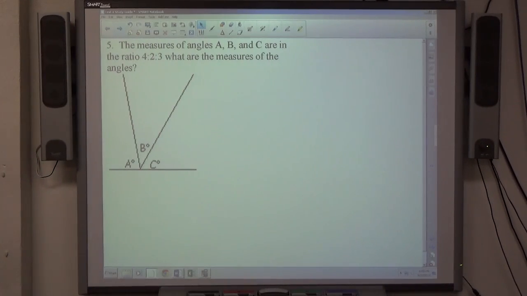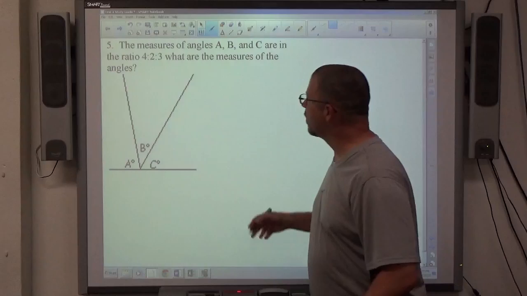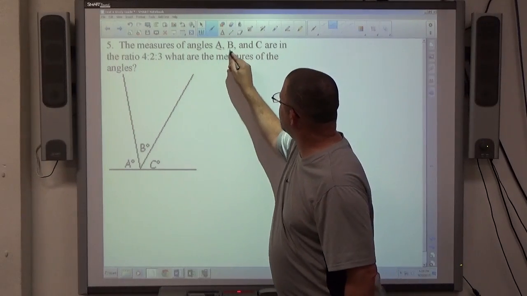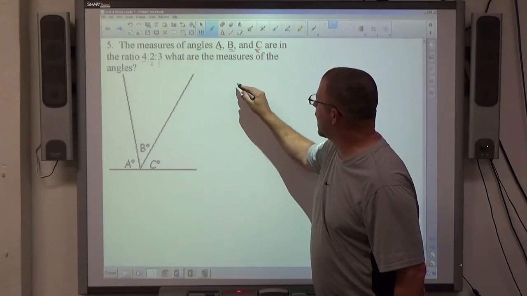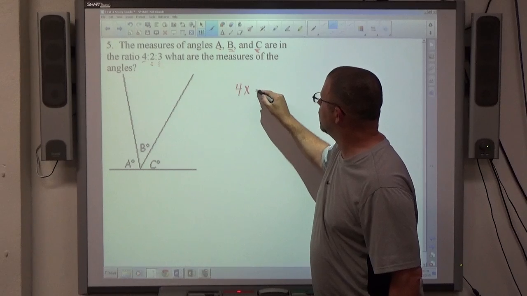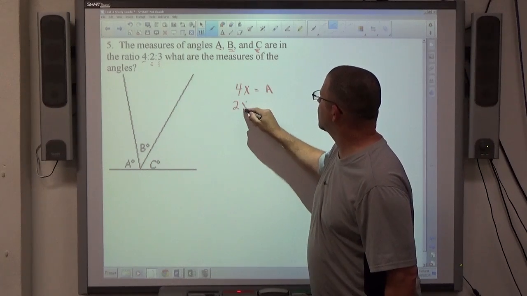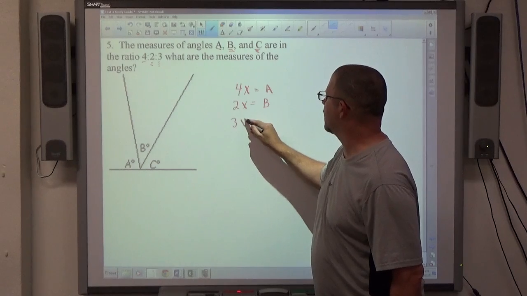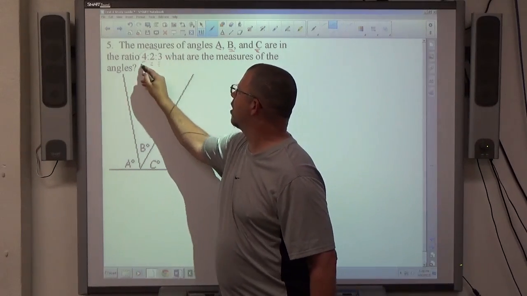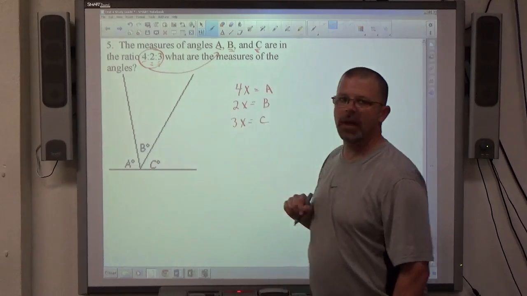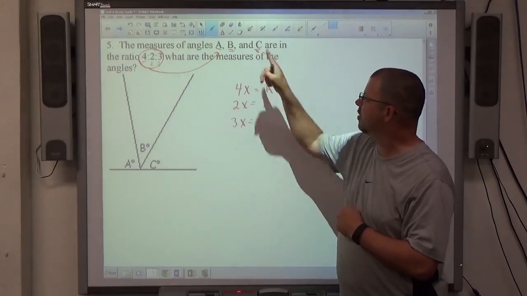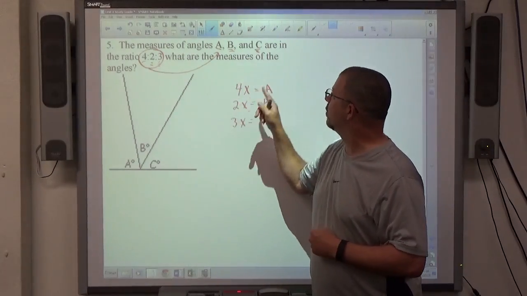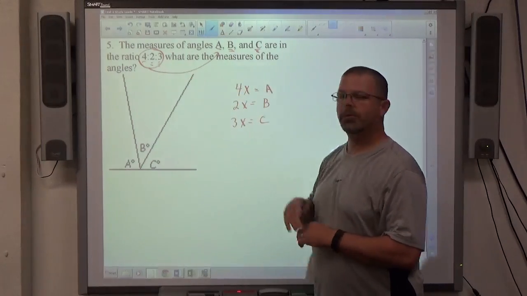Number 5, measures of angles A, B, and C are in the ratio of 4 to 2 to 3. What are the measures of the angles? So, we've already seen these problems before. A to B to C in the ratio of 4 to 2 to 3. So, that tells me that 4x equals A, 2x equals B, and 3x equals C. These ratio numbers, stick an x on them and put them in the same order that you got them there. Okay, so A is associated with 4, so A equals 4x. B is associated with 2, so B is equal to 2x. C is associated with 3, so C equals 3x.